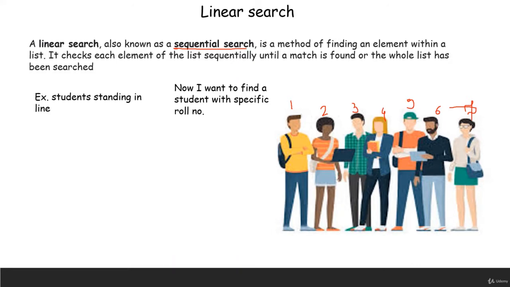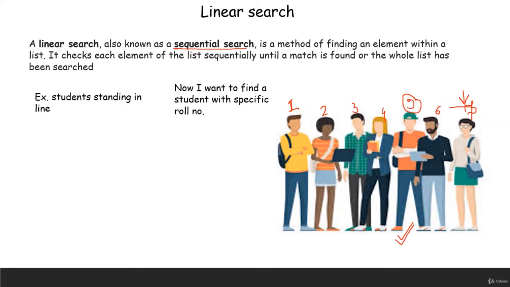So what I will do, I will check each student one by one, whether that student has roll number 5 or not, until the end is reached. That is, until we reach this student. First we will check this student. This has roll number 1. Is 1 matching with 5? No. Go to the next. 2. Is roll number 2 matching with 5? No. 3? No. 4? No. 5? Yes. As the roll number we were searching for was 5 and this roll number 5 is matching, we found the student we were trying to find.